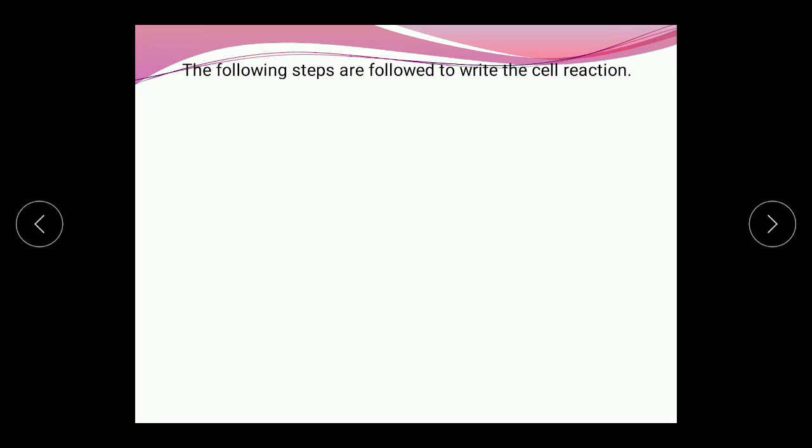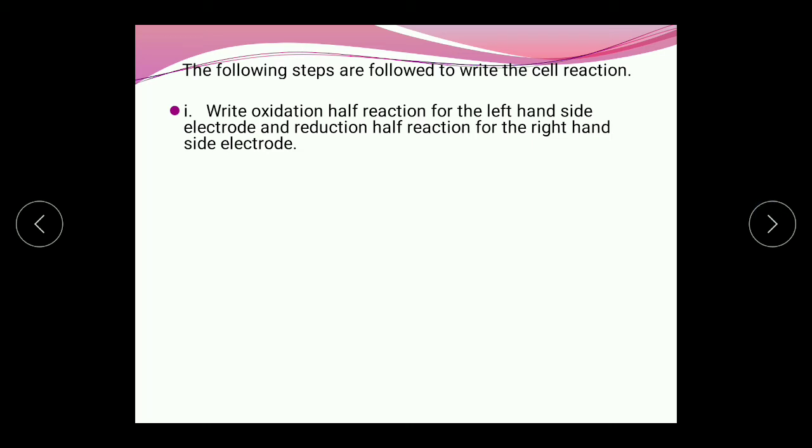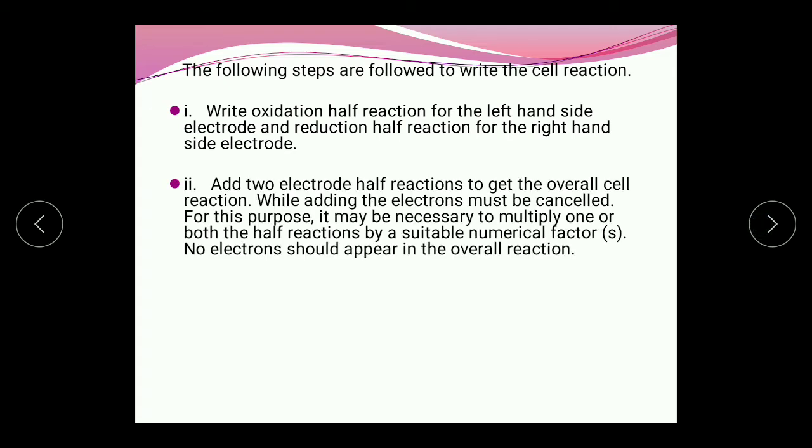There are the following steps to write the cell reactions. We will see one by one. The first one: write the oxidation half reaction for the left hand side electrode and the reduction half reaction for the right hand side electrode, one by one. Below the oxidation half reaction, write down the reduction half reaction and add both of them so that you will get the overall cell reaction. So add the two electrode half reactions to get the overall cell reaction.